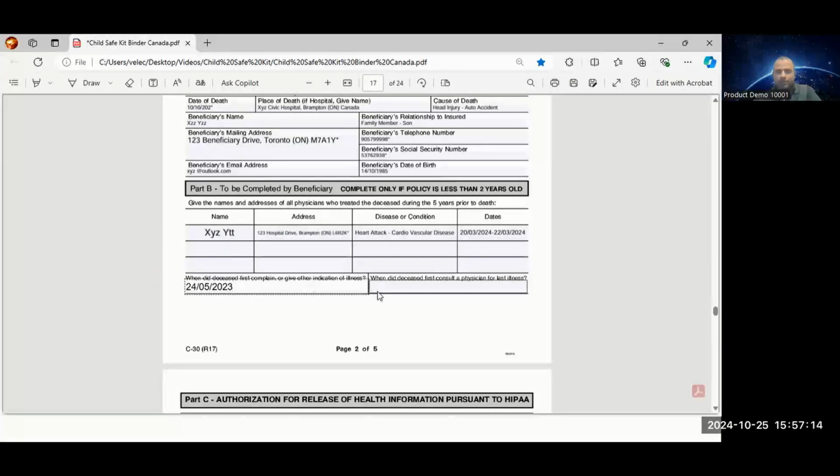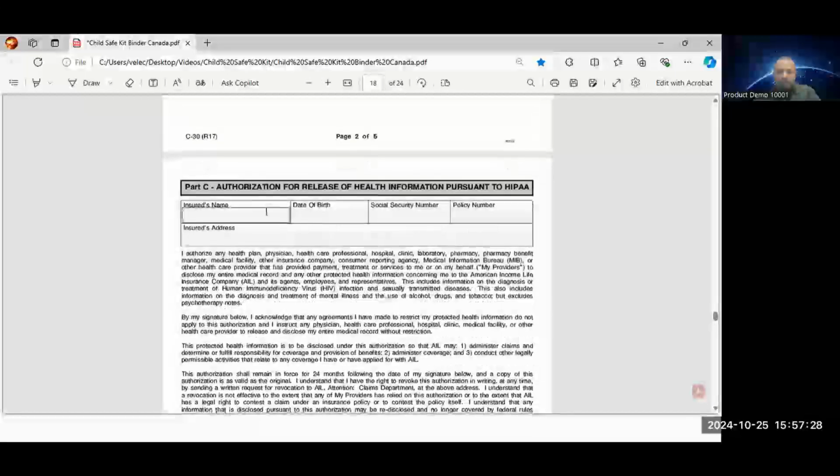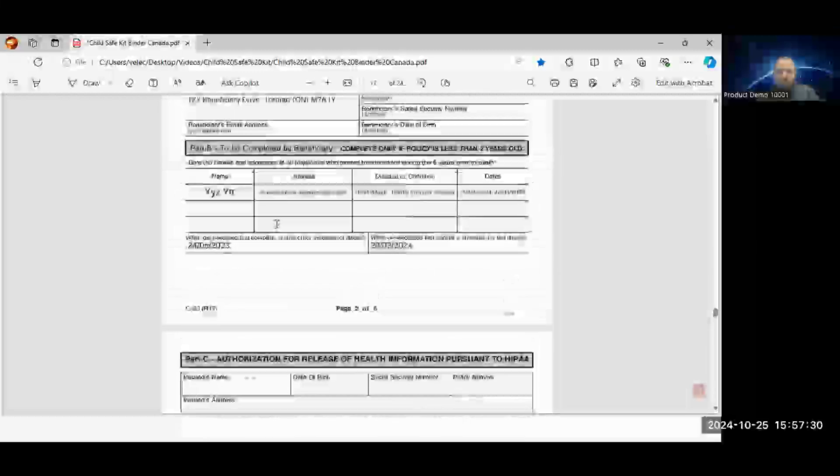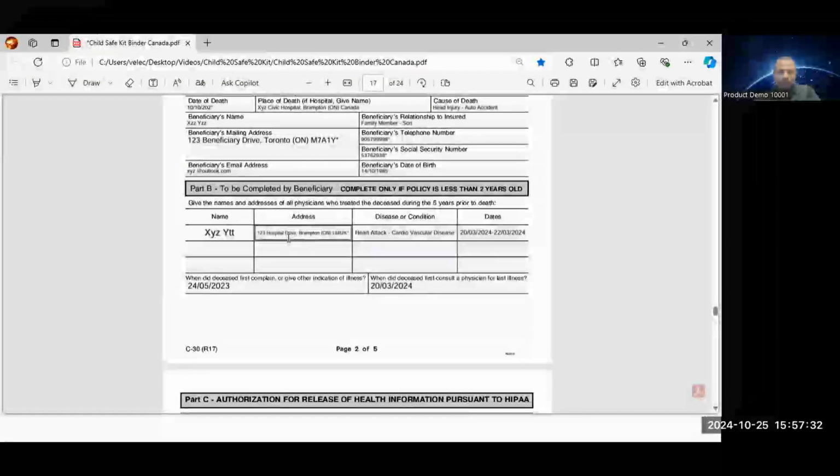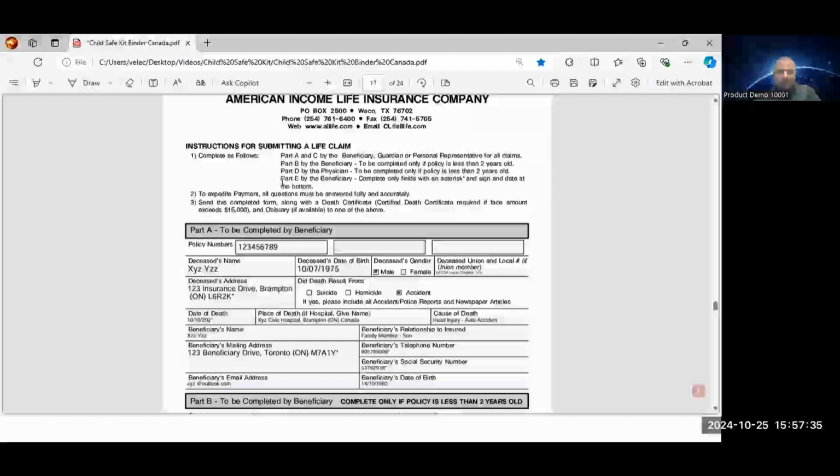When did the deceased first consult a physician for the last illness? Again, this would be the same date, 20th of March, this date over here. And that's about it for Part B. So moving on to Part C.